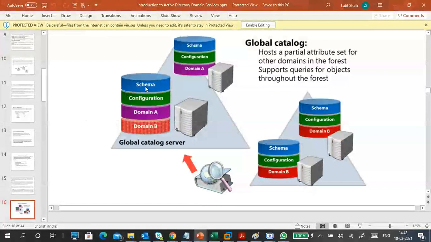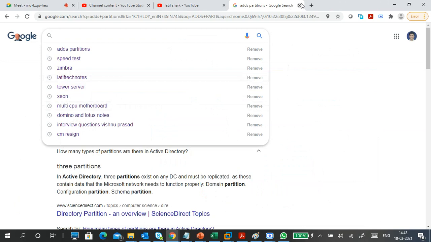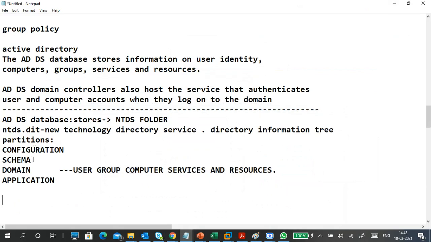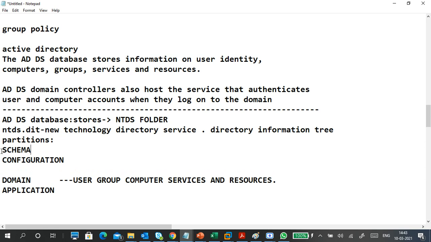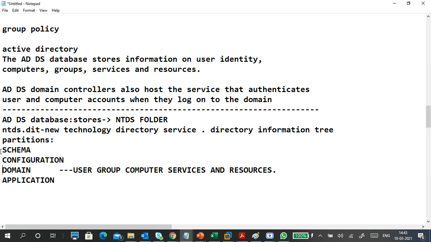Here it is. Schema partition, configuration partition, domain partition. So mainly three partitions. First they put the schema partition, no problem. Schema partition, configuration partition, domain partition, application partition. This is an optional partition. So mainly three partitions are important: schema, configuration, and domain partition.